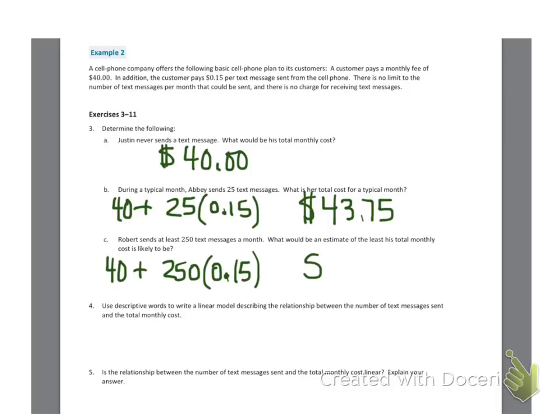So plus 40 would be $77.50 per month for his phone bill. All right, so that was probably fine for you, pretty straightforward.